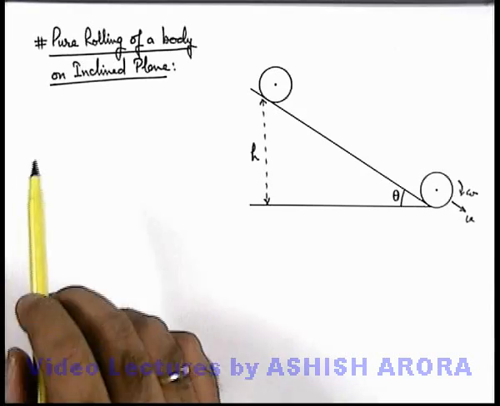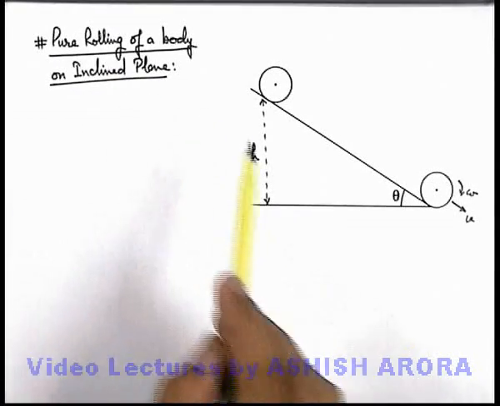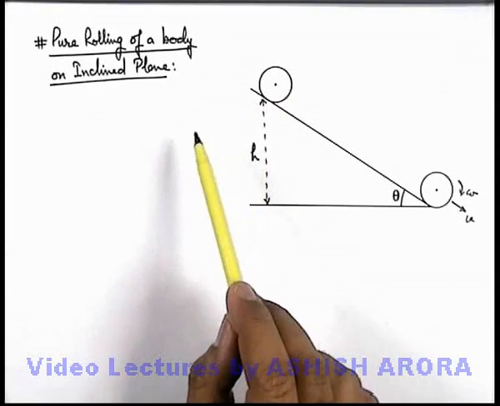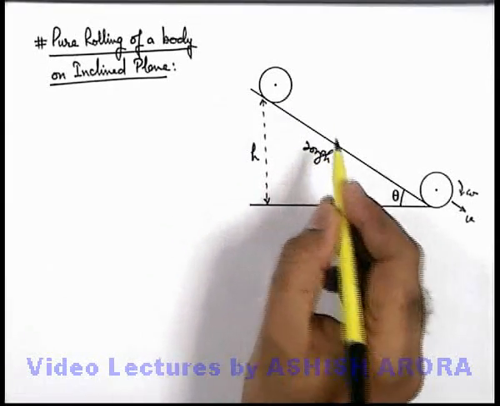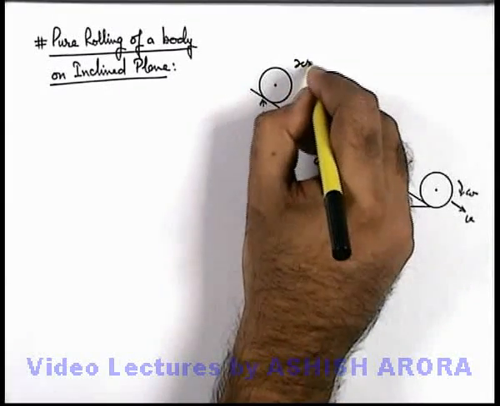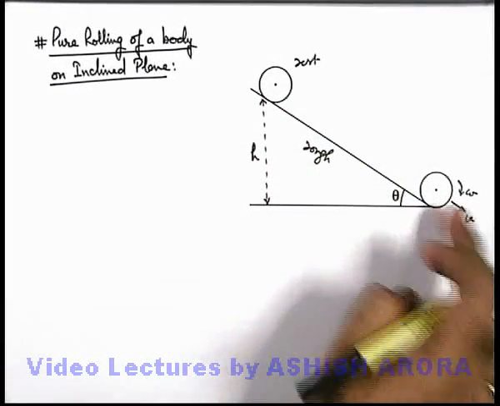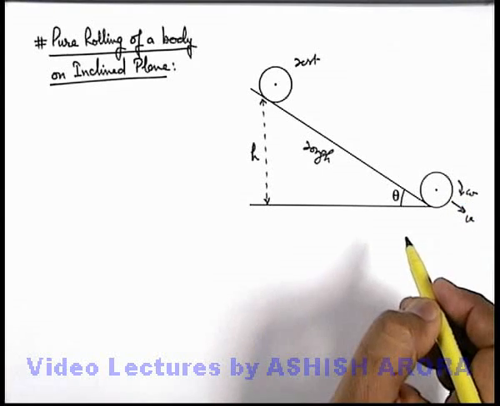Let's discuss the situation of pure rolling of a body on an inclined plane. Say at a height h above the level ground, a round shaped body is placed on the inclined plane, and say it is a rough incline and it is released from rest. It will start pure rolling, and when it reaches the bottom, it will attain a linear speed v and angular speed omega.